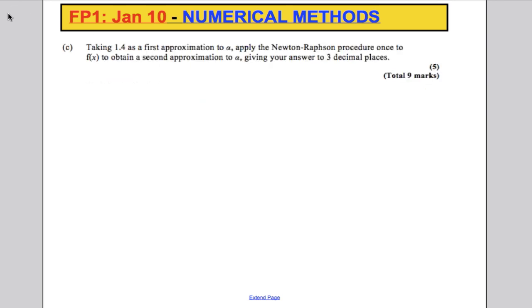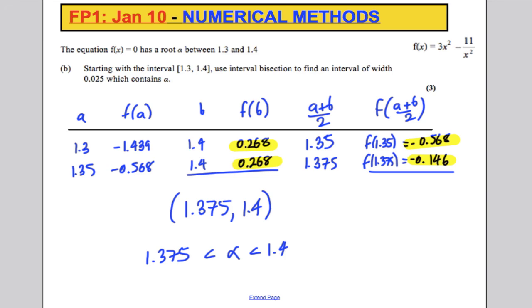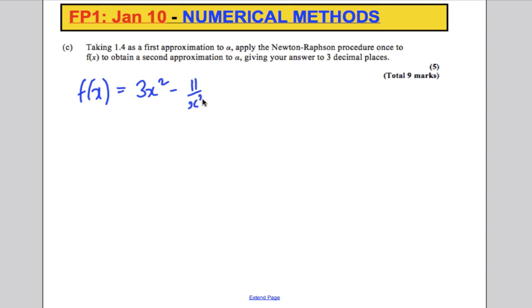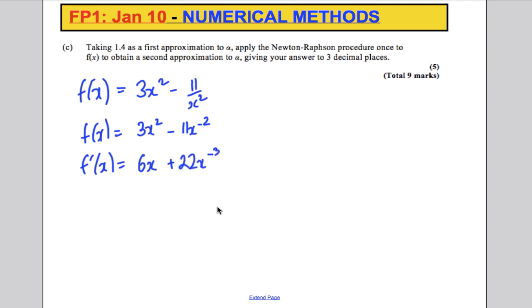And part C: by taking 1.4 as the first approximation to alpha, apply the Newton-Raphson procedure once. Now our f of x, let's just write it down again, 3x squared, subtract 11 over x squared. Write it in index form so we can differentiate: 3x squared, subtract 11x to the power of minus 2. Get your mark for differentiating. f dash x is therefore 6x plus 22x to the minus 3. Bring down the negative 2 and then reduce the power by 1. State your Newton-Raphson: x_(n+1) is equal to x_n, subtract f of x_n over f dash x_n.